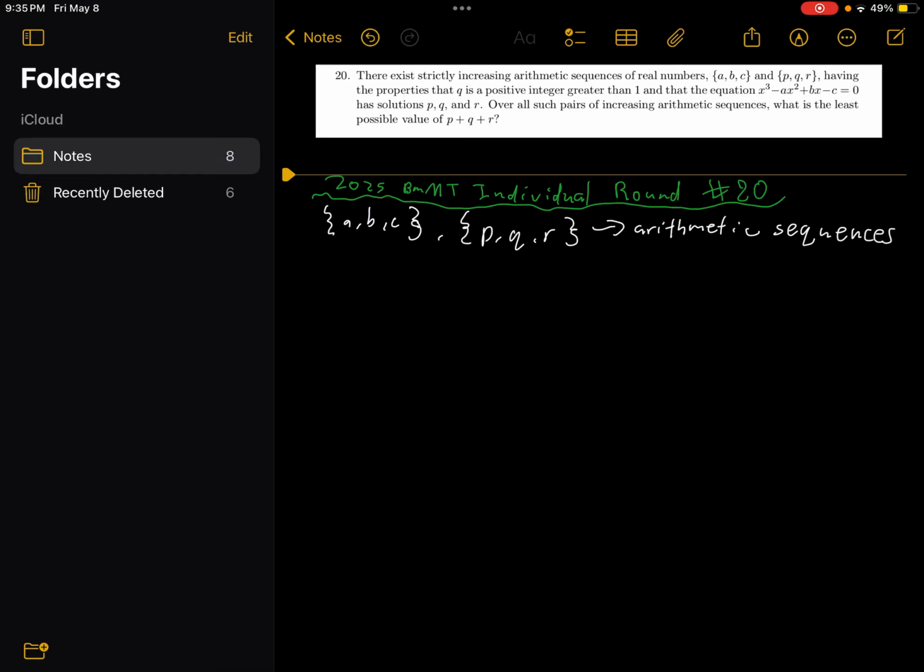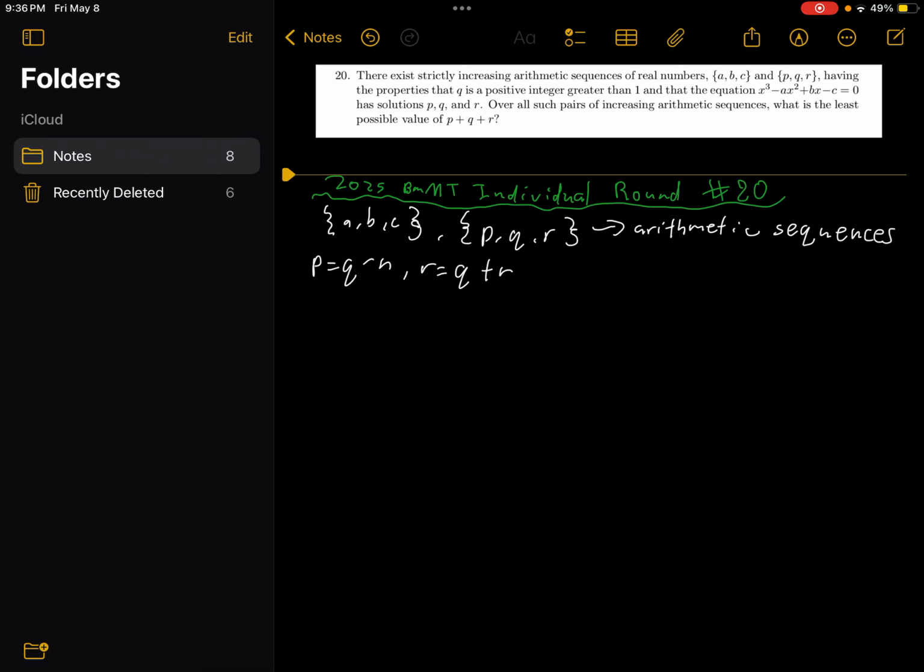Remember that an arithmetic sequence is just a sequence where between each term there's a common difference. Therefore, for p, q, r, let's call the common difference n. Remember p, q, and r are the roots of this polynomial. So let's say p equals q minus n, where n is the common difference. So r is q plus n.